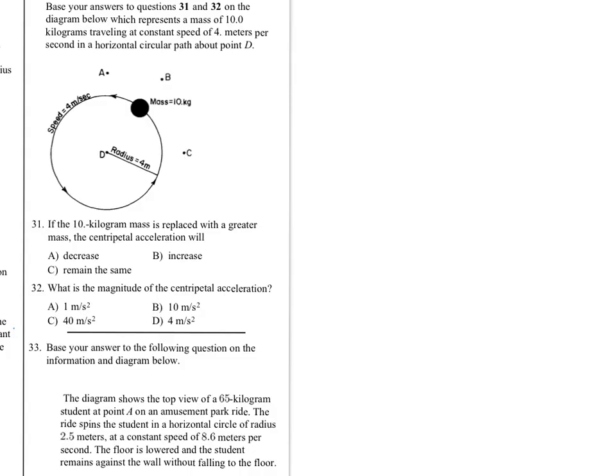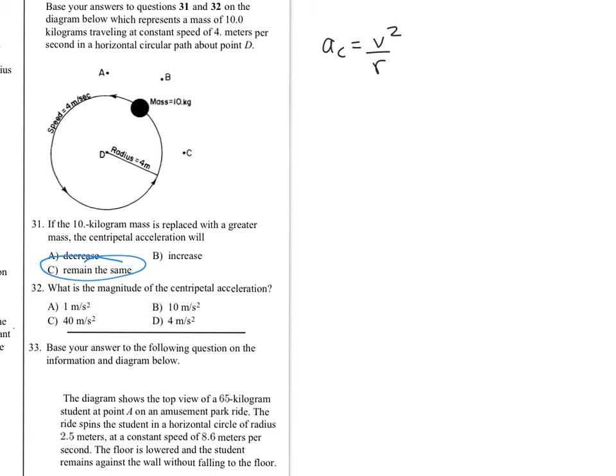31 asks for how the mass affects the centripetal acceleration. If we look at our equation for centripetal acceleration, is there a mass in that equation? No. So the mass does not affect centripetal acceleration. It will remain the same.